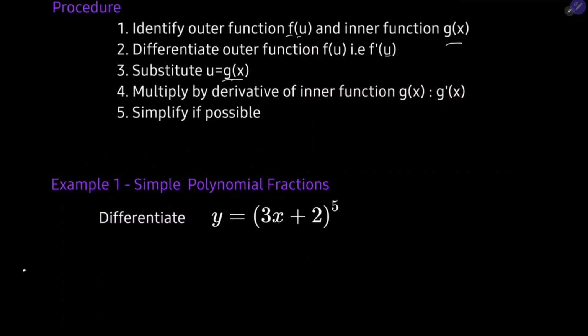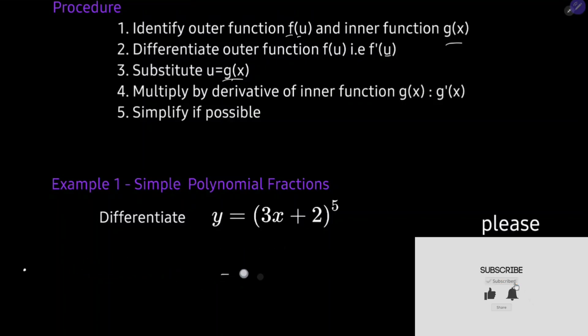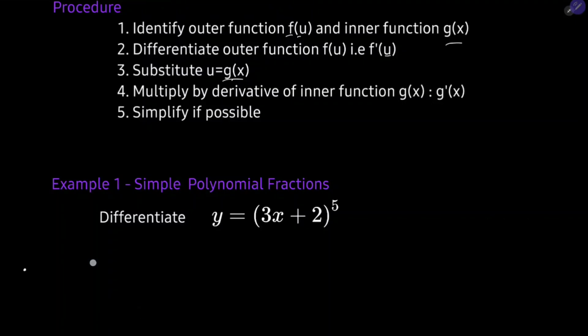So from this, what can we see? First of all, we notice that there are two functions in this case. We have our first function 3x plus 2, and our second function which tells us to put this first function to the fifth power. So we have two functions. From here, we can then identify our outer function f of u as (3x plus 2) to the power 5, or let's say u to the power 5.